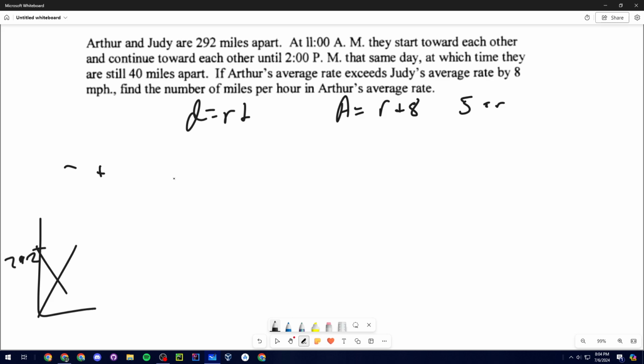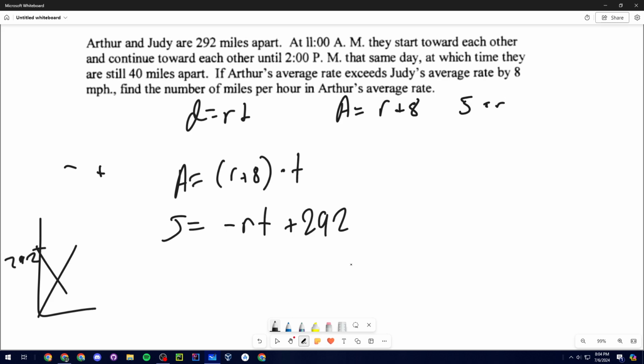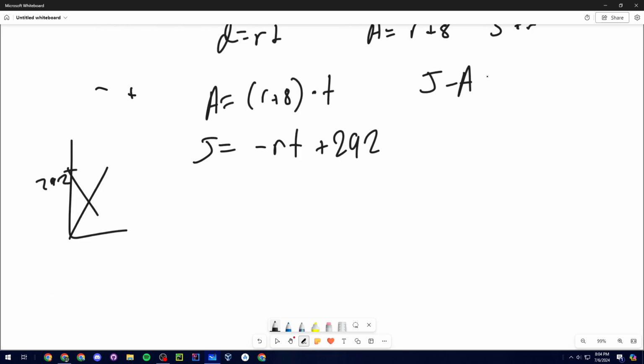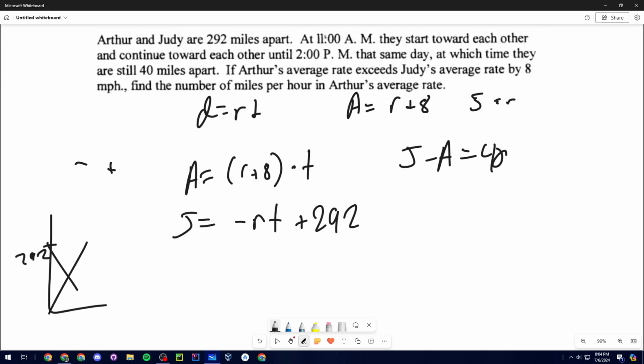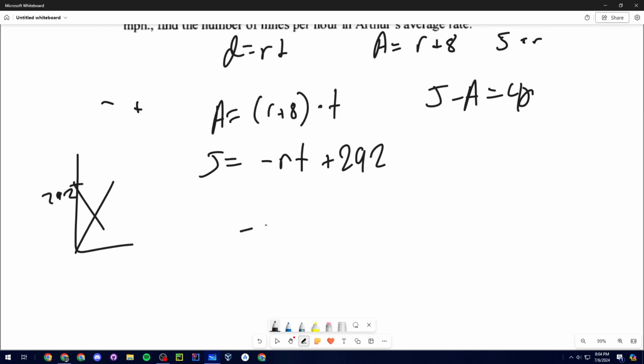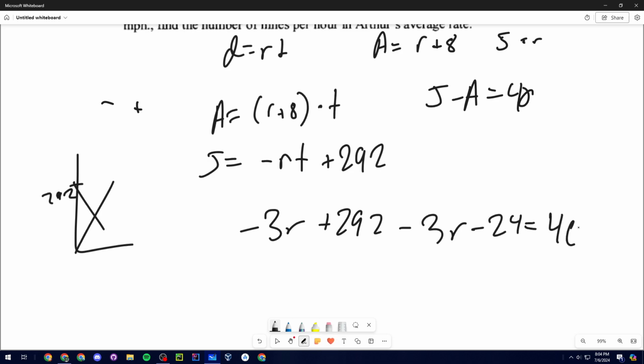So for Arthur, I'll say Arthur's the one starting here. His position, which I'll denote as A, is equal to R plus 8 times T, with no initial value. And Judy is equal to negative RT, because she's going down, but plus 292. I'm given that J minus A is equal to 40. So plugging in 3 for time, because 11 a.m. is 3 hours before 2 p.m., negative 3R plus 292 minus 3R minus 24 is supposed to equal 40.